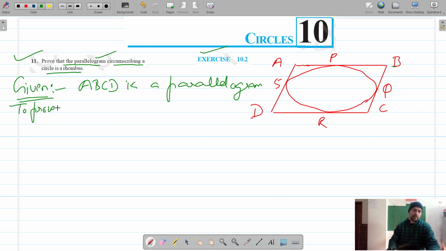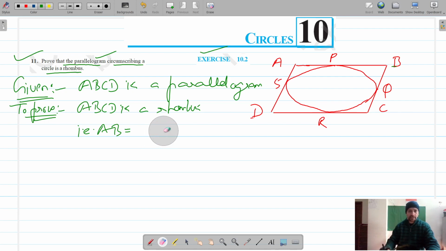We have to prove that ABCD is a rhombus. How can we prove that? It means all of its sides should be equal. So we have to prove that AB is equal to BC is equal to CD is equal to DA.